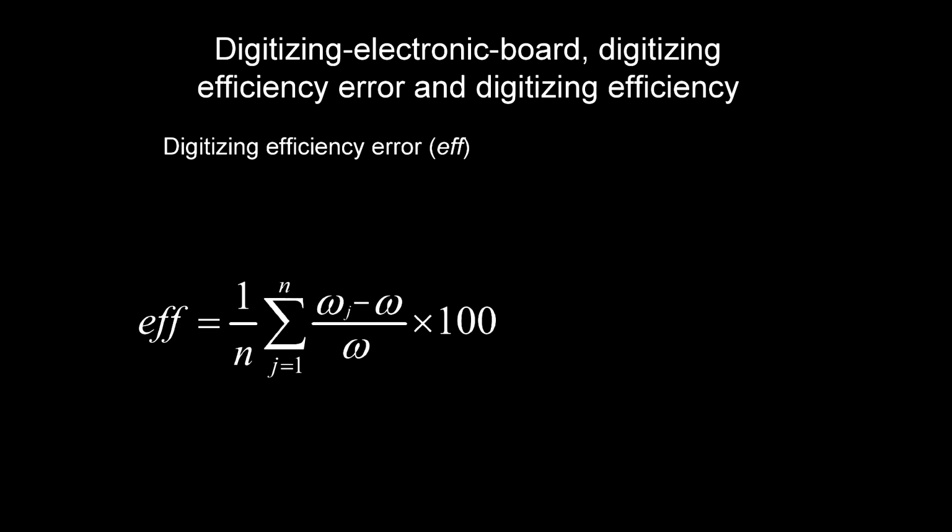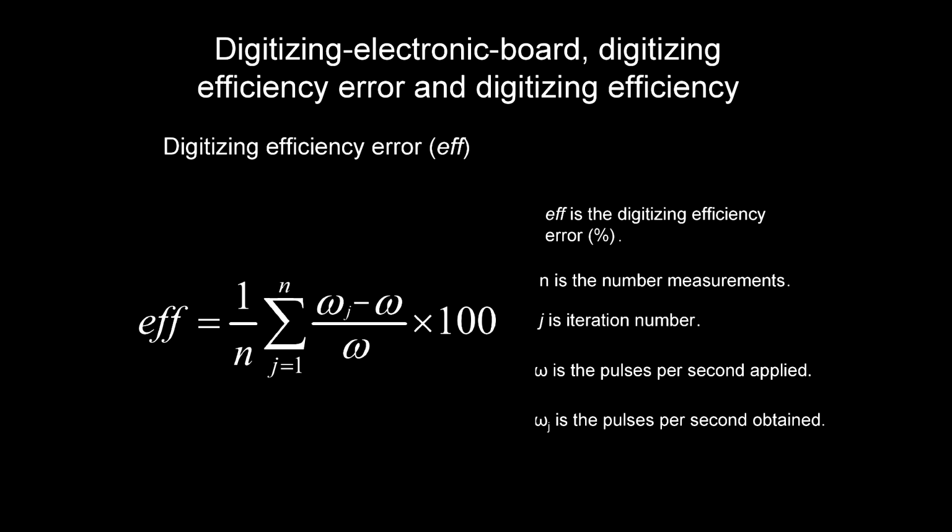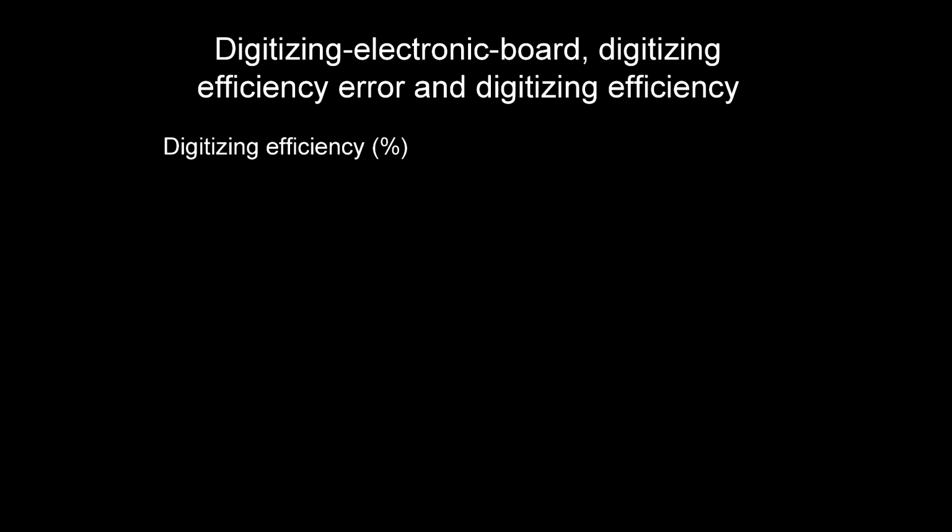The digitizing efficiency error is defined as follows. The digitizing efficiency is obtained by subtracting the digitizing efficiency error from 100%, and it depends on the frequency. We divided the digitizing efficiency error characterization into two particular experimental setups as follows.